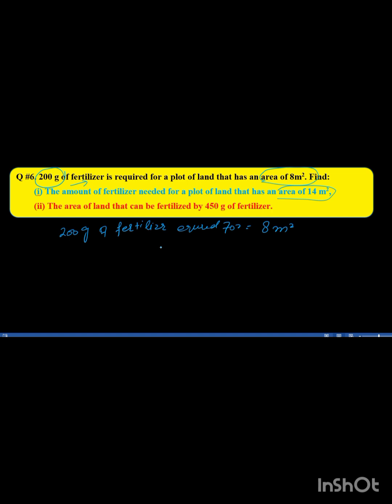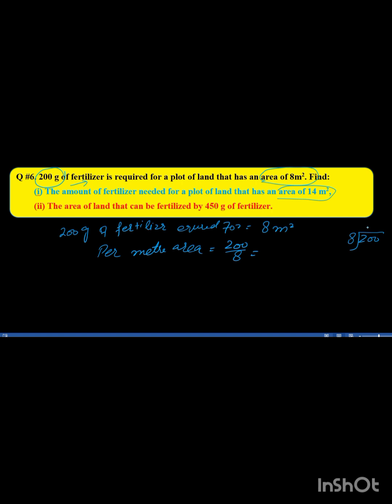So we have to find per meter area how much fertilizer we need. Okay, so per meter area we required, what we have to do, simply we have to divide 200 with the 8 and we will get our answer. Okay, how much fertilizer we required for 1 meter square area. So simply you have to divide this one. It's quite easy.